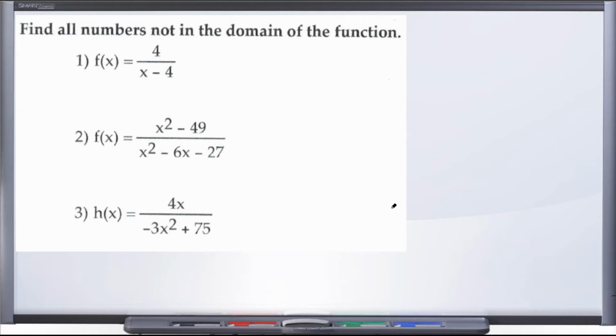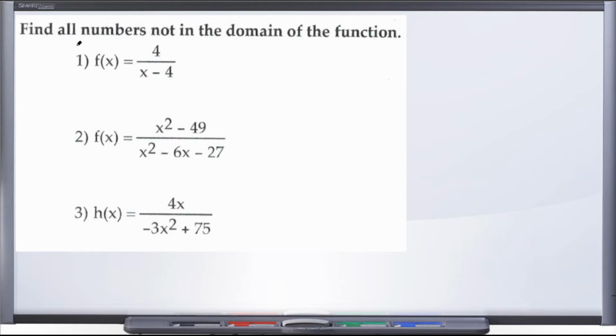And so in this case, when they ask us to find all the numbers not in the domain of the function, they want us to find what values of x we cannot use, because if we were to use that particular x value, we would make the function undefined. And I think that'll make a little more sense when we actually take a look here at question number 1.